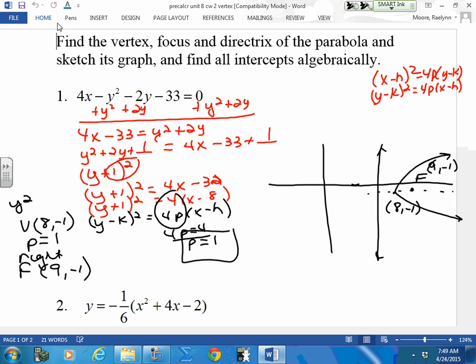Now, your directrix moves the opposite direction. It's a line. So move the opposite direction. You're changing your x. So if I go from 8 to 7, my directrix is a line with the x coordinate. So my directrix is x equals 7. This is your directrix. If you have trouble, move the point first. And then, because this is an x equal, take the x value.